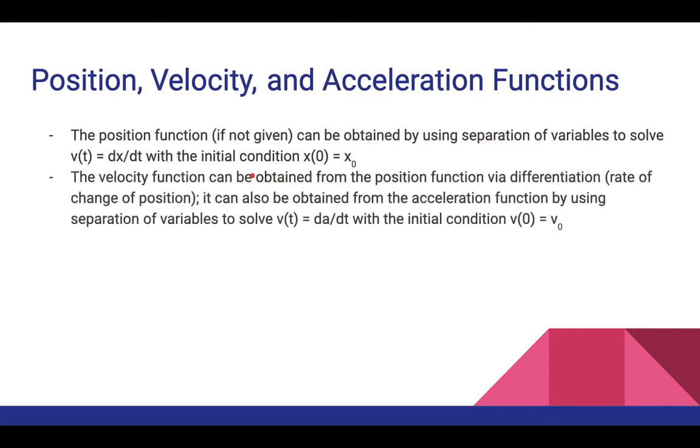The velocity function can be obtained from the position function via differentiation, rate of change, aka the velocity function is the rate of change of position. It can also be obtained from the acceleration function by using separation of variables to solve v equals d over dt with the initial condition v naught, or v at t equals 0 equals v naught.